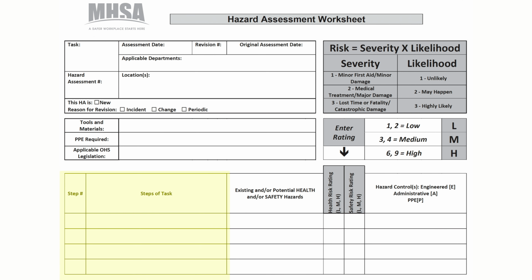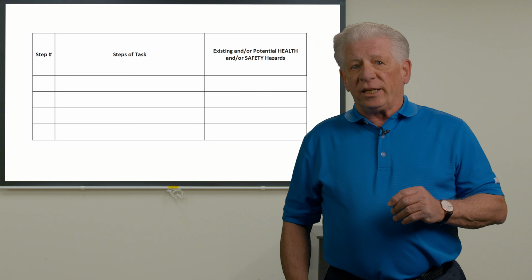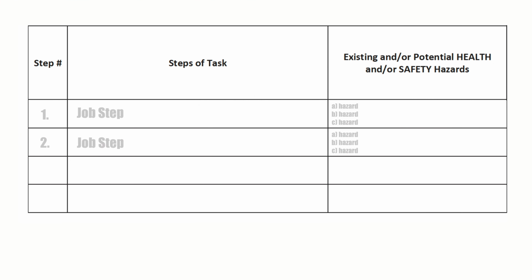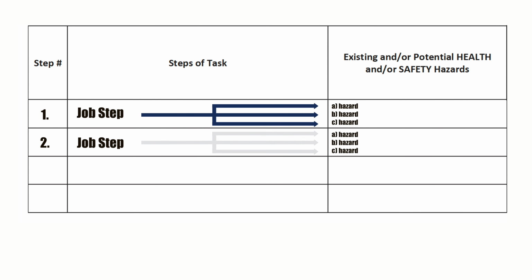The first and second columns are used to prioritize the step numbers and the basic job steps required to perform the task. The third column is used for listing any and all existing and potential health and safety hazards that are present. Its relationship to the first 2 columns requires that all hazards for each step are listed in line with each job step.